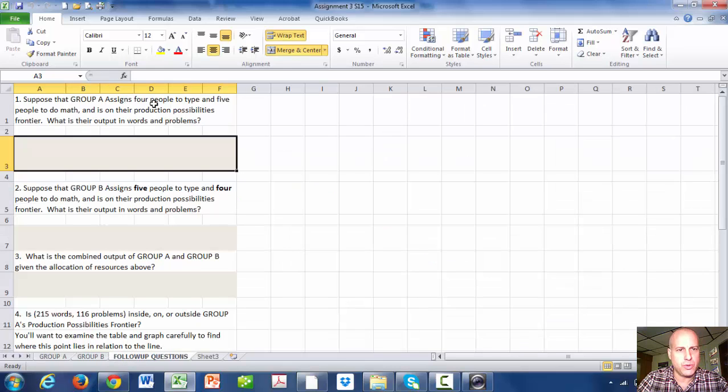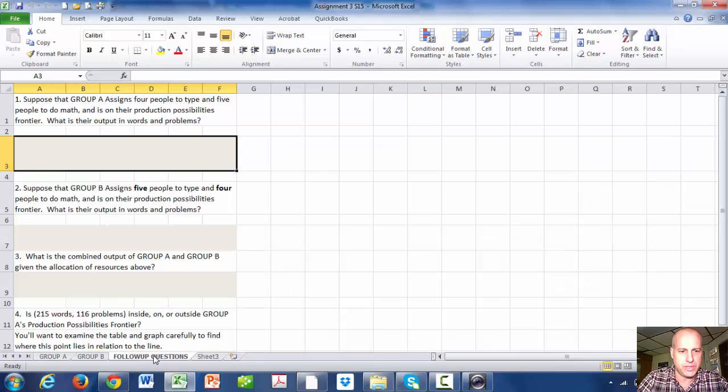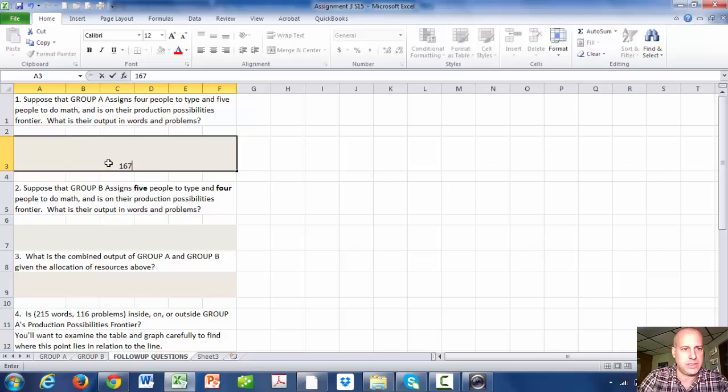So question 1 says, suppose Group A assigns 4 people to type and 5 people to do math and is on their production possibilities frontier. What's their output in words and problems? So 4 people typing means we want to move 4 people this way, and 5 people doing math puts us at 167 and 138, and you can also read that from the table down here. If you hover over one of the points in the graph, it will tell you what the values are. So this would be 167 words and 138 math problems with 4 typers and 5 math people.